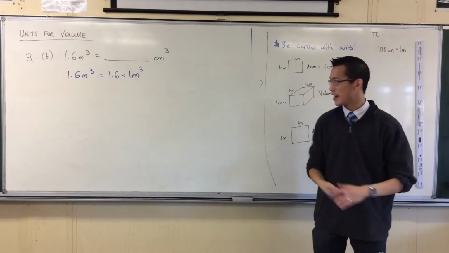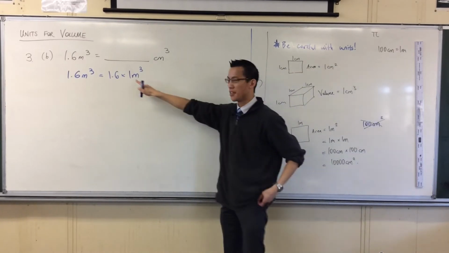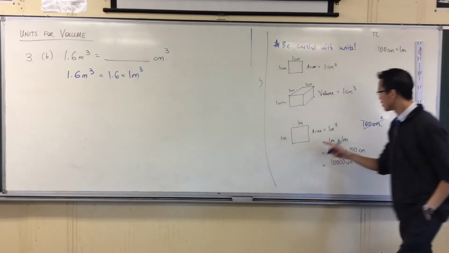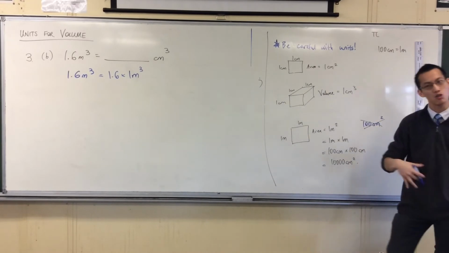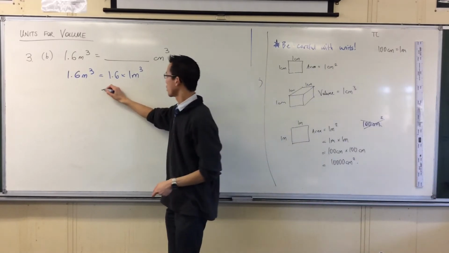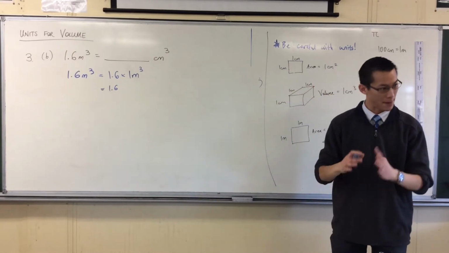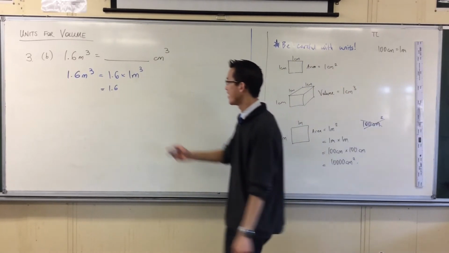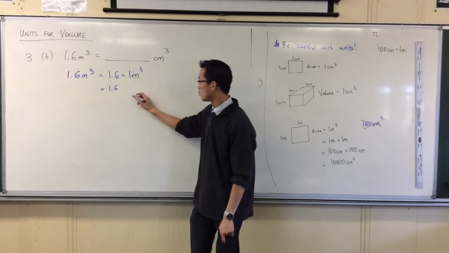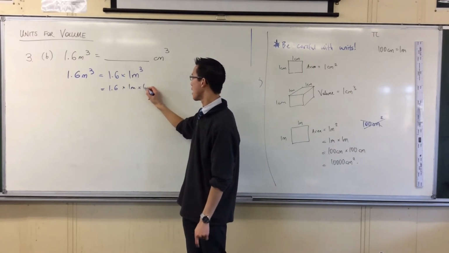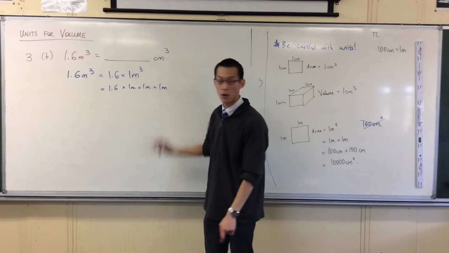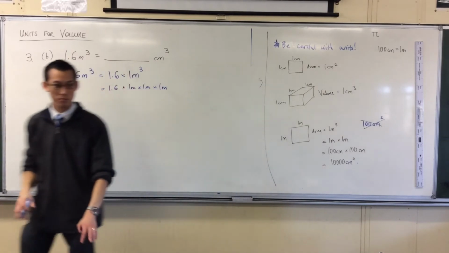Now the reason I do that is because now that I've separated out the 1 cubic meter, just like over here, I can now do my conversion. So I'm writing this out a bit longer than you need to, but hopefully it makes the logic really, really clear. This over here, 1 meter cubed, is really 1 meter by 1 meter by 1 meter. Is that okay so far?